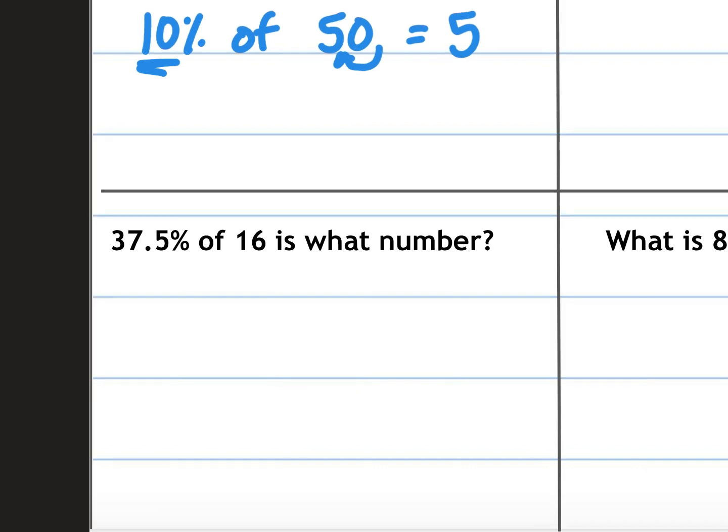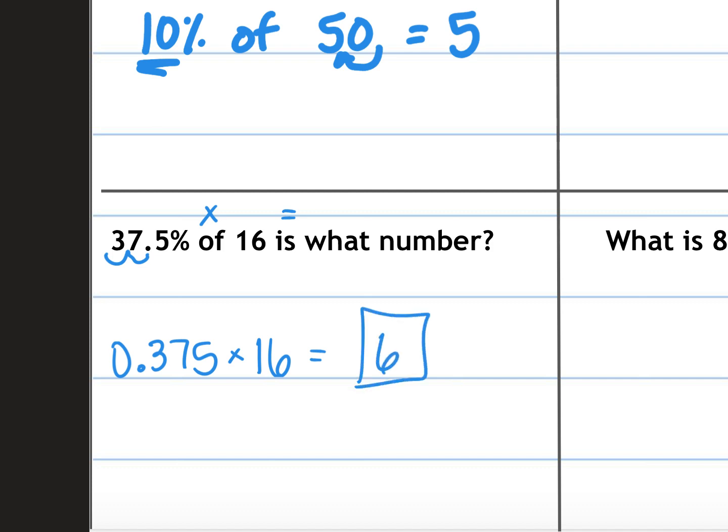37.5% of 16 is what number? So "of" here means multiply, "is" is my equal sign. When I have 37.5% like this, when I turn this into a decimal, I start where the decimal point is and go 2 spots to the left from there. 0.375. Again, "of" means multiply, 16, "is" is my equal sign, and then I just multiply those together, and I end up with an answer of 6.